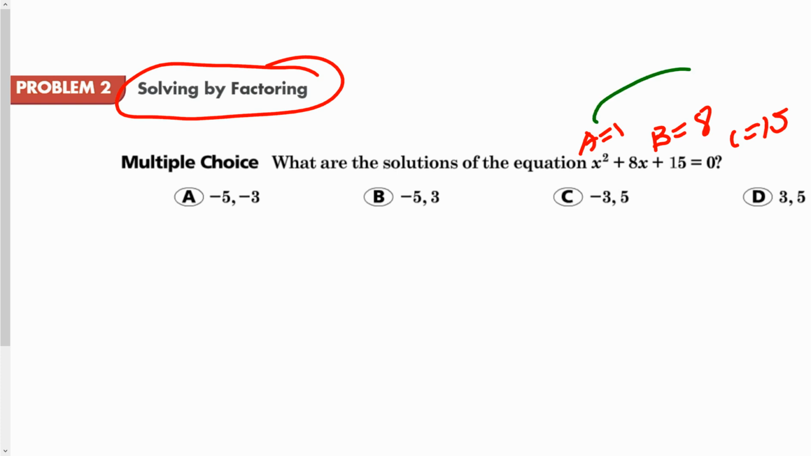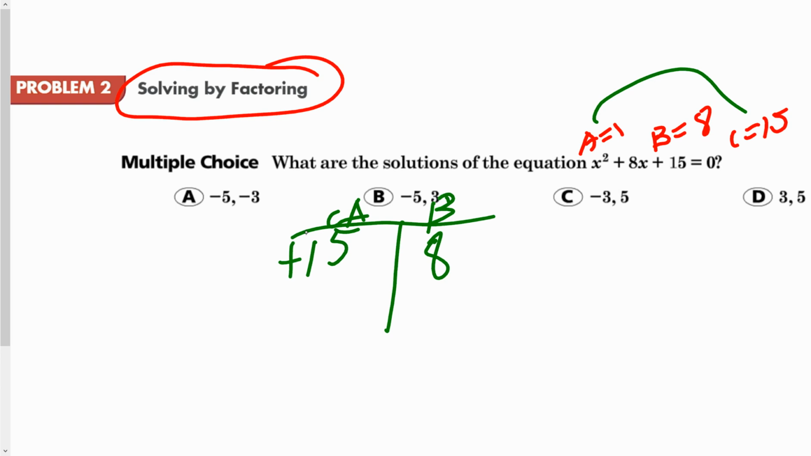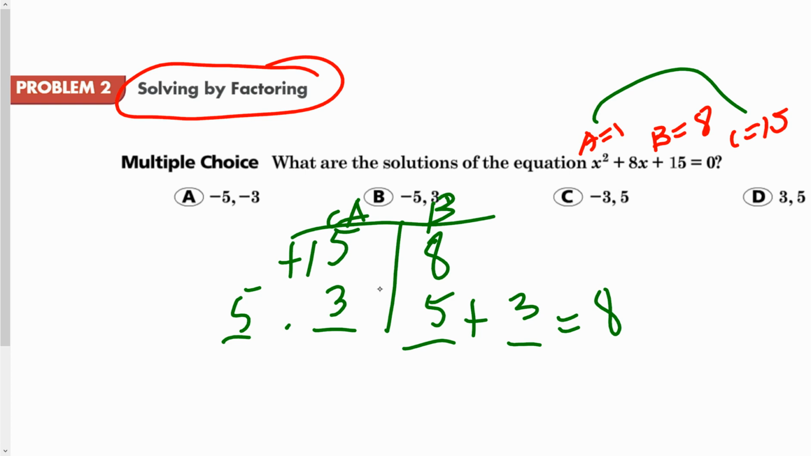So once I have my A, B, and C, I just multiply C times A, so that'd be 15, and my B is 8. Because this is positive, I know I'm going to be adding two numbers to get to 8. So I say what times what is 15, but if those numbers add to equal 8, well, that's 5 and 3. And then I go ahead and divide by my A. My A is 1, so that's really not going to change these things.